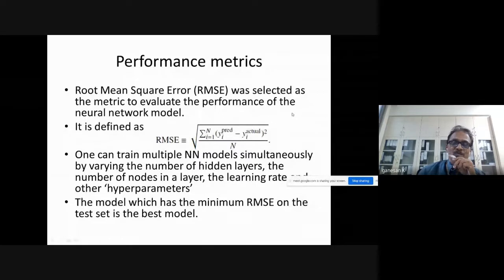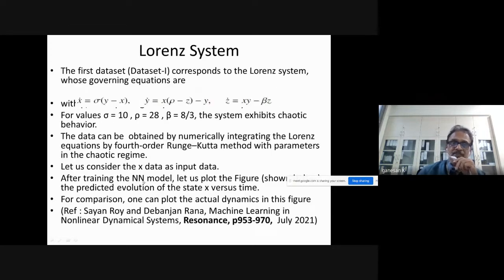You subtract and square and add, and then you find an average and take a square root, and that is going to be, you know, RMSE. Using this RMSE, I am going to tell how good or how bad my results are. Now let's look at some of the papers which I have referred.